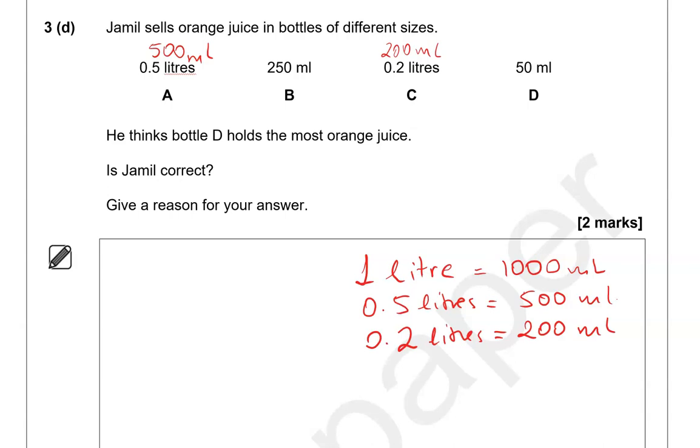He thinks bottle D holds the most orange juice. Is that correct? 200 millilitres? That's definitely less than 250 or 500. So we're going to say no, bottle A holds the most.